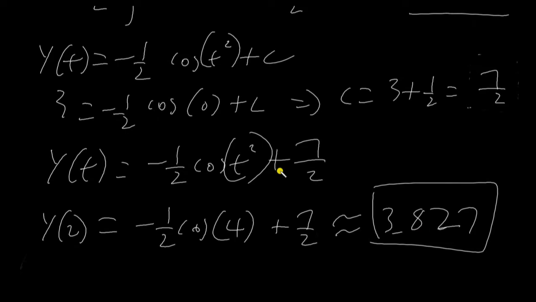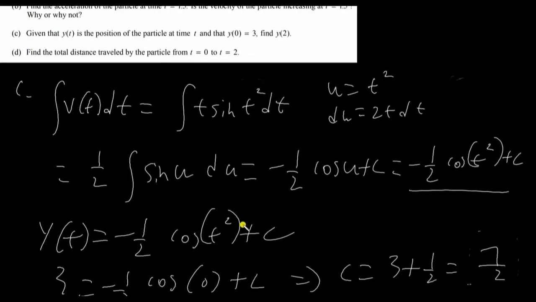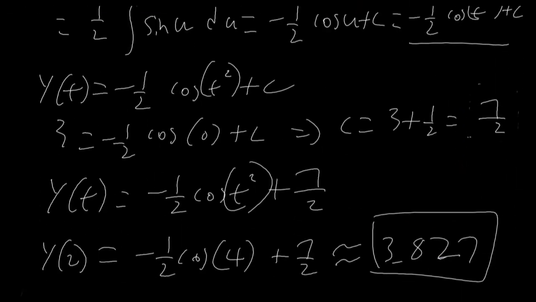Okay, and points, you'd get 1 point for understanding that position is the integral of velocity and setting up this integral. You'd get another point for correctly solving it as negative 1/2 cosine t squared plus c, and you'd get a third point for the correct answer.